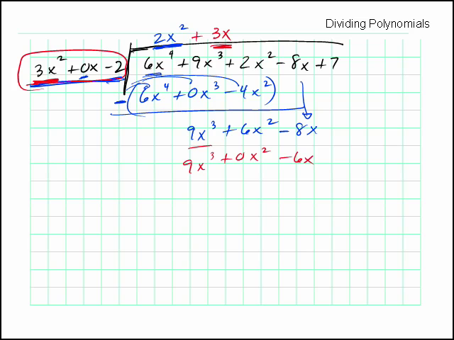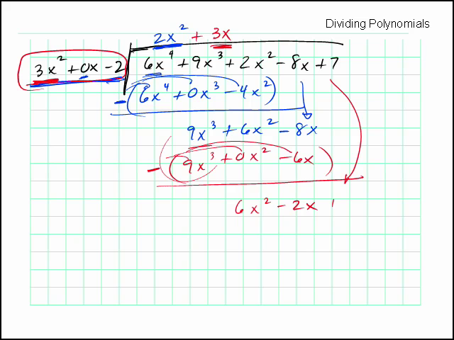Draw a line and subtract. Subtract. This is 0. This is 6x squared, and this here, distributing that negative sign correctly, that's actually going to be a negative 8x plus a 6x is minus 2x. Okay. And we got one more term to bring down. That's 7. Bring it down and repeat the process one more time.